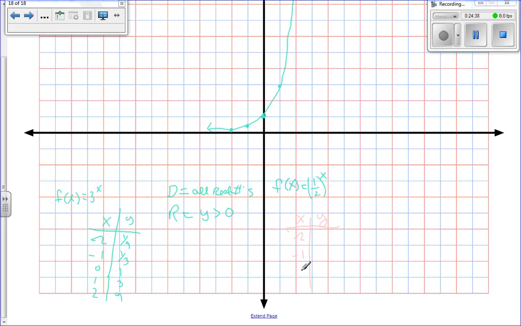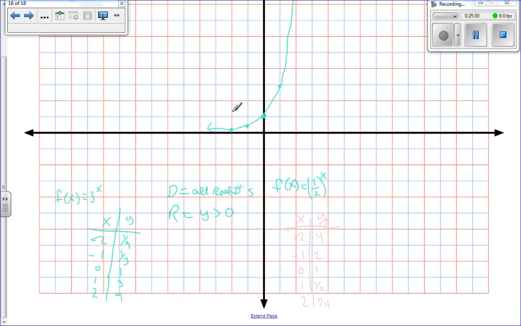So using negative 2, negative 1, 0, 1, and 2. If I put in negative 2, I'll get 4. If I put in negative 1, I'll get 2. If I put in 0, I'll get 1. If I put in 1, I'll get a half. If I put in 2, I'll get a fourth. So I'm going to start the graphing.